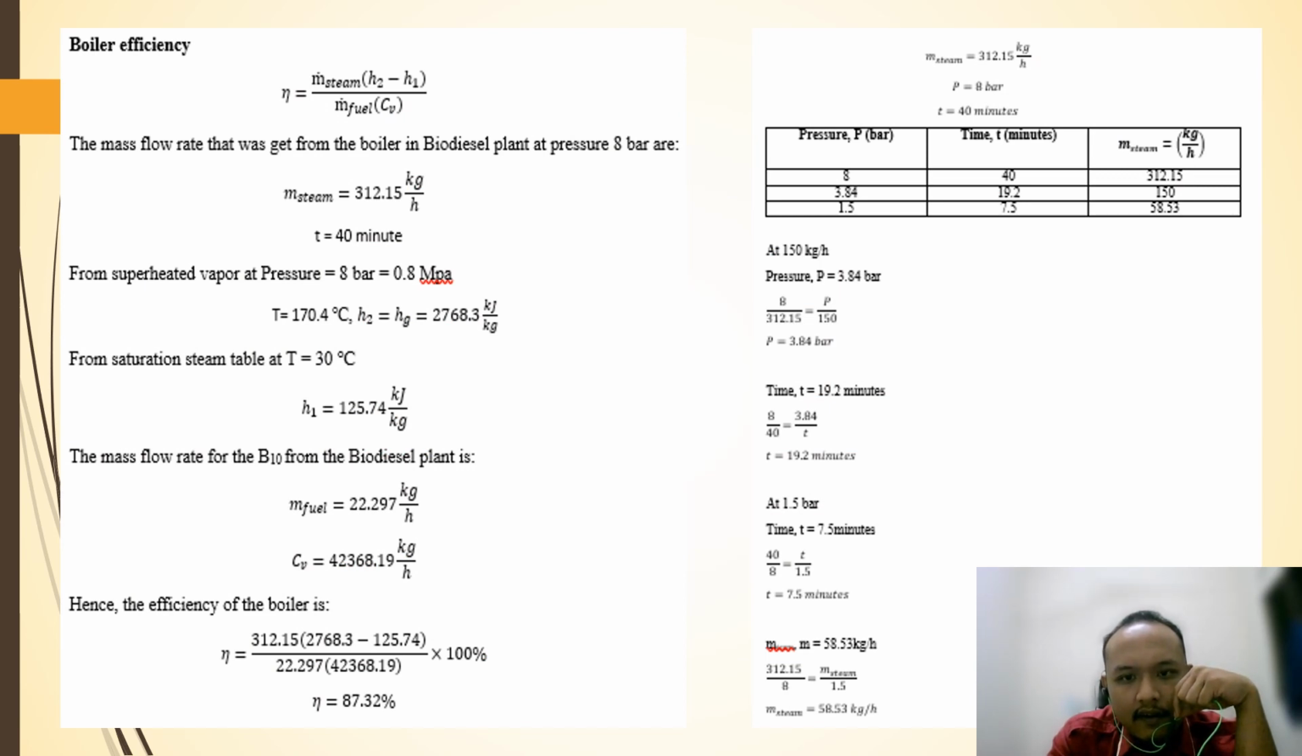And this is the result of calculation, which is about the boiler efficiency and steam. The boiler efficiency is 87.32% and the steam is 58.53 kg per hour.